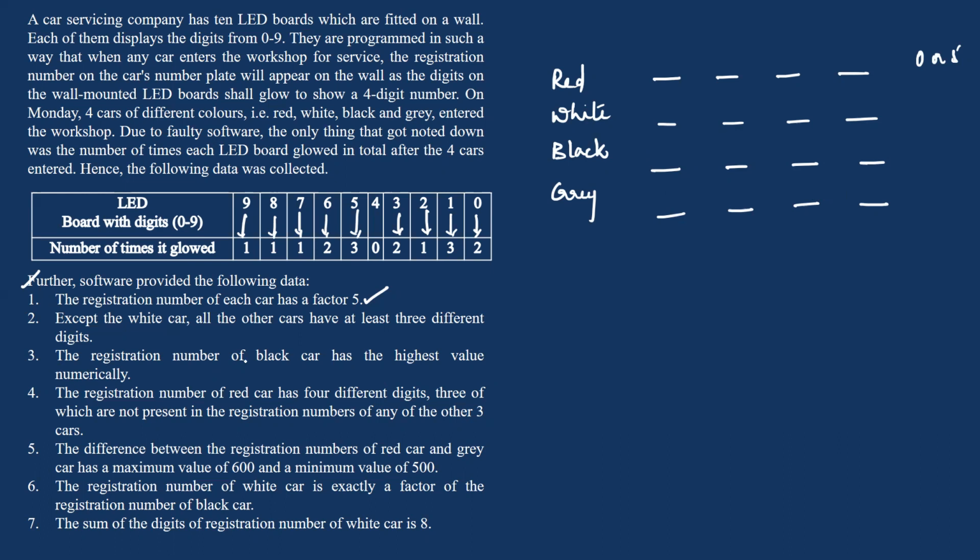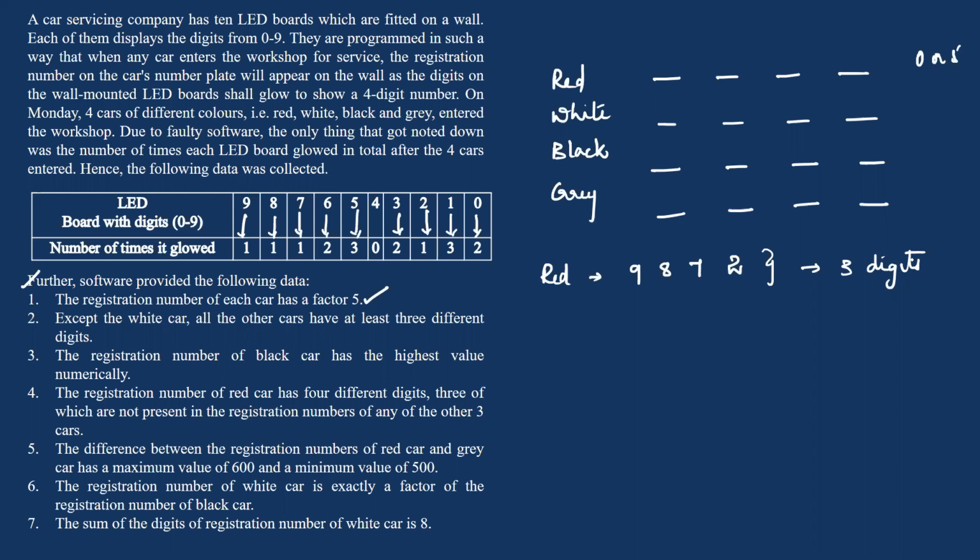Now the registration number of red car has 4 different digits, 3 of which are not present in the registration numbers of any of the other 3 cars. Of which car? Red. So red has 3 digits which did not appear in the registration numbers of the other 3 cars. So the numbers can be either 9, 8, 7, and 2. Out of these 4, 3 digits are present in the red car's registration number. Okay. The difference between the registration numbers of red car and gray car has a maximum value of 600 and minimum value of 500. Okay.